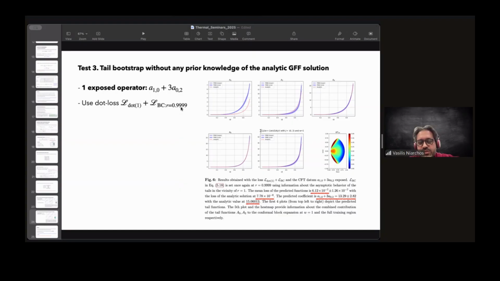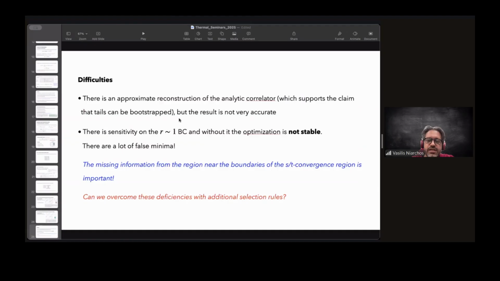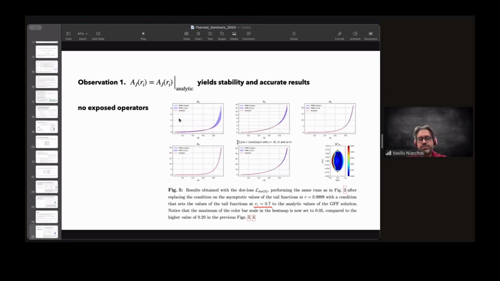And you have to really go exponentially close to 1 to capture this accurately. Even if you put it at 0.9999, you're not very accurate. And even if that thing is there to guide how the asymptotics of the tail go, you still are not recovering the right result. So the message here is that the missing information from the region near the boundaries of the ST convergence region is important. So can we overcome these deficiencies with additional selection rules?